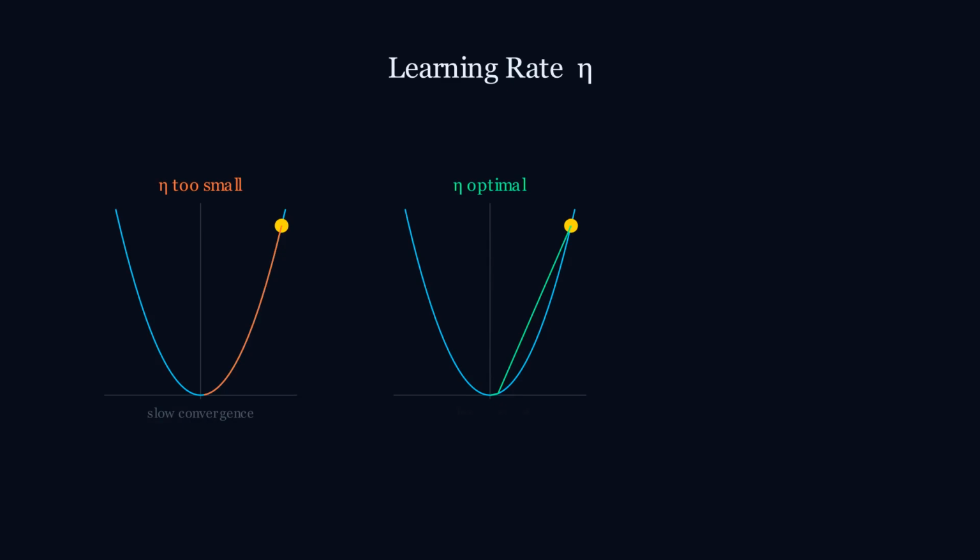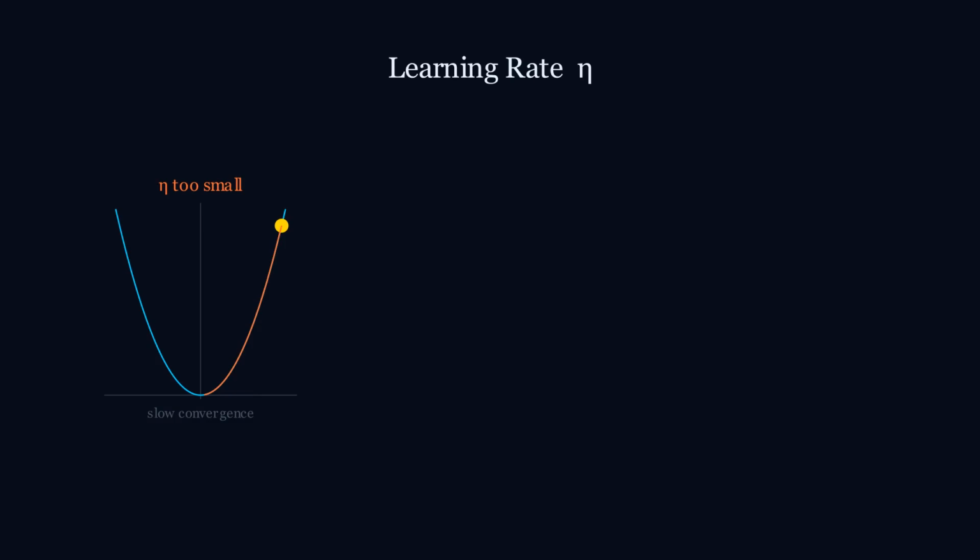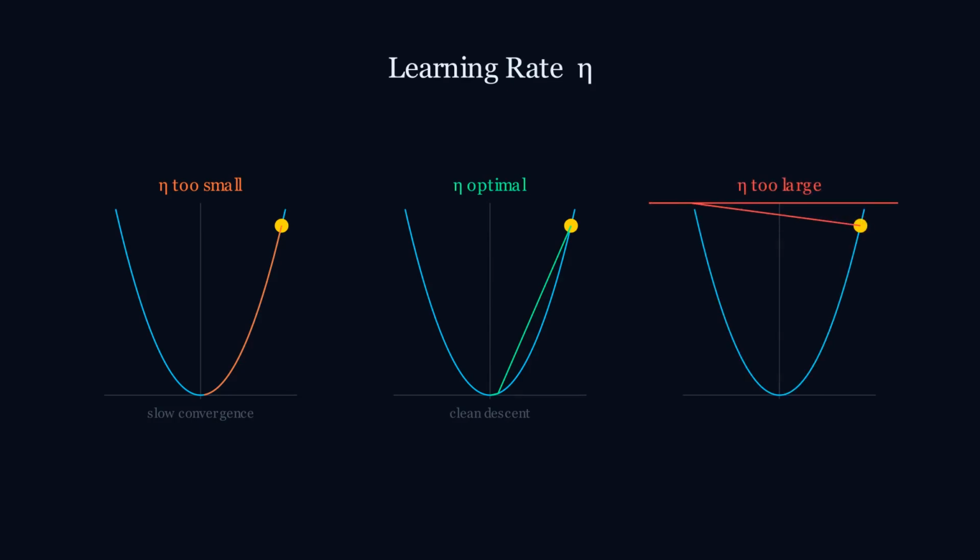Too small. Each update barely moves the parameter. The model does learn, but painfully slowly, taking thousands of extra iterations to converge. Too large. Each step overshoots the minimum entirely. The algorithm bounces back and forth across the valley, or diverges completely, never converging. The optimal learning rate takes confident, measured steps, descending efficiently toward the minimum without overshooting. Finding the right learning rate is part mathematics, part art, and it is one of the most consequential decisions in any machine learning project.